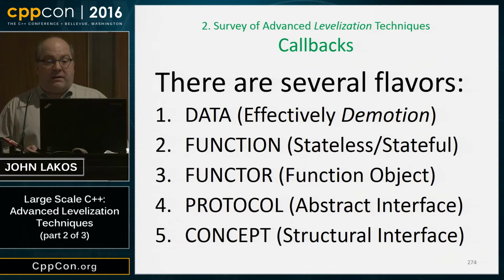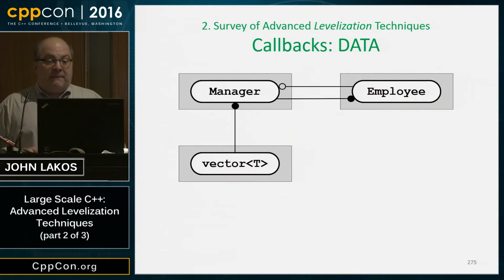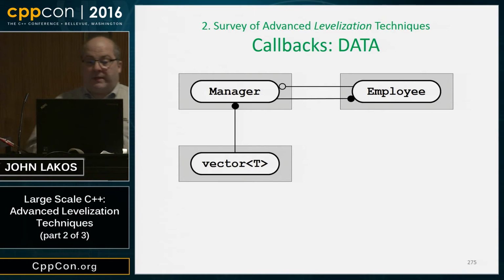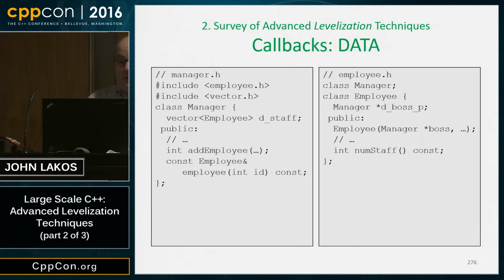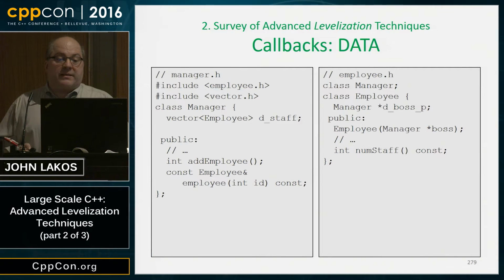So the first one being data, then function, functor, protocol, and concept. And that's what I said. We're going to get to the concept one, and that's some stuff. We'll get there. So the first one, we'll go back to the manager employee. And one way we can sort of do the same thing that we did before, but without doing a function callback, is we can actually install in the employee a pointer to the member function or the data member of manager that is maintaining the count. So the idea is something like this.